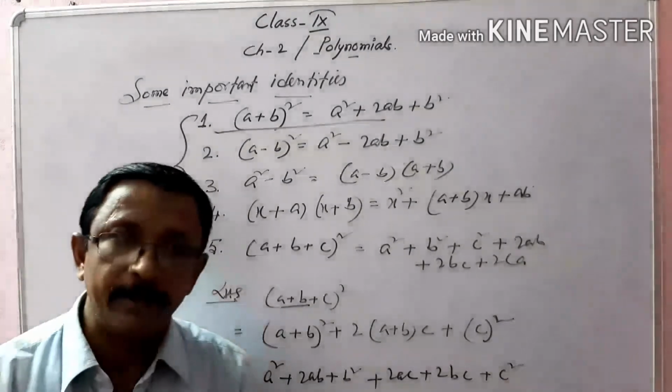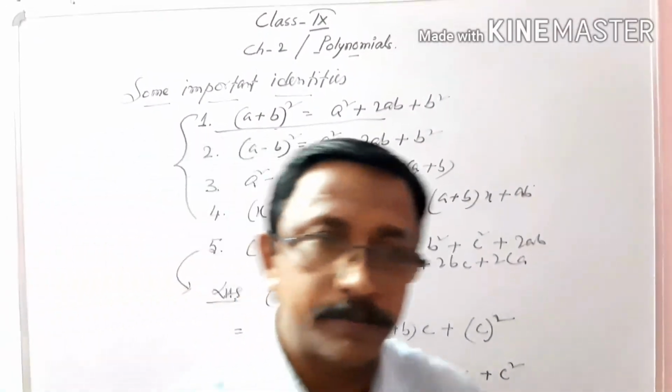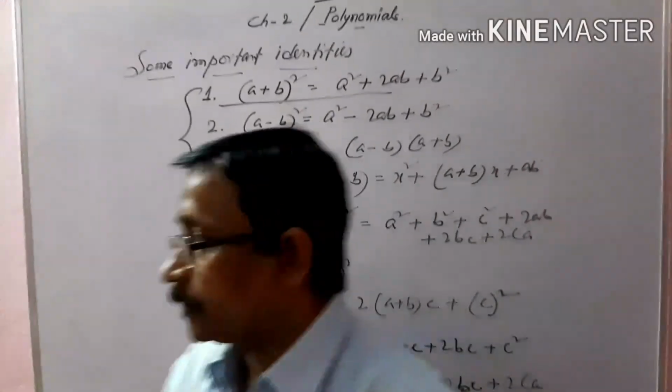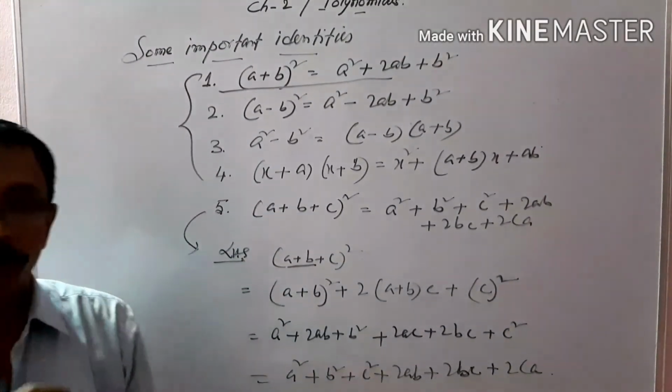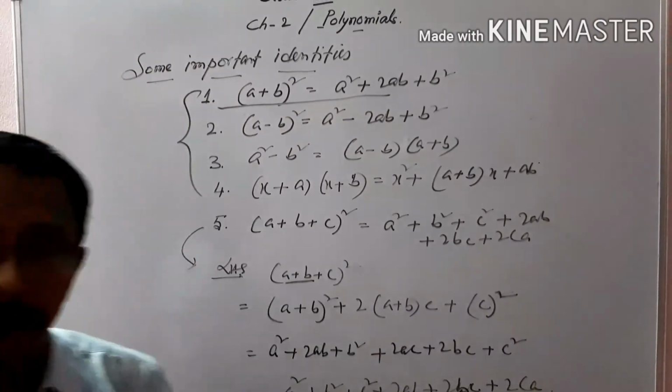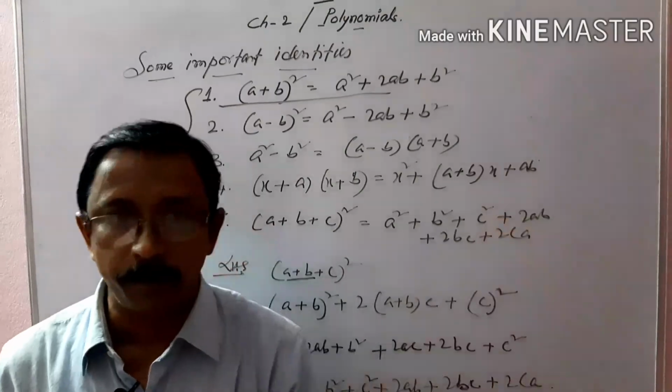So I think it is clear, and I will show more sums and more identities also. I have given only up to 5 identities today, and we have to know more identities. And whatever polynomial related exercise questions are there, in the next video I will show one by one.